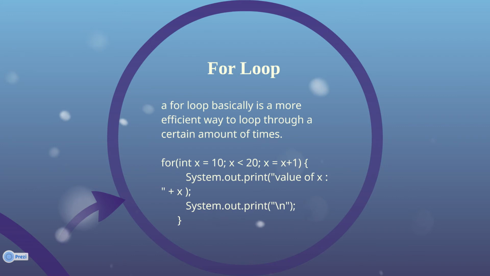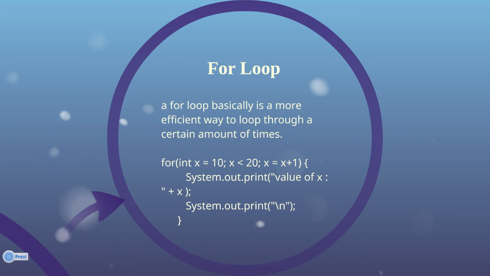So you type for and then you do your brackets. int x equals 10. Remember we did that a long time ago, declaring variables and initializing them. int x equals 10: we create a new variable called x and we set it to 10. Then, if x is smaller than 20, x equals x plus 1, and it'll print that out.